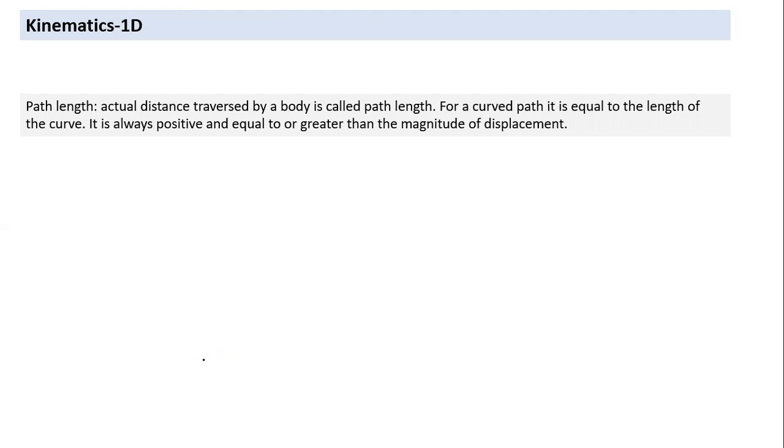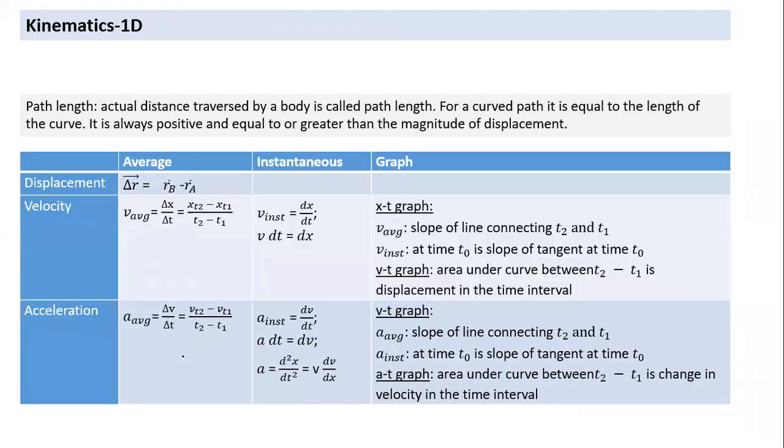Okay. Path length and all. And if I have to summarize these three things, this is the summary of the table. All of you must be familiar, so I will not spend much time. What is delta R? Displacement is the final position vector minus the initial position vector. In case of 1D motion, it becomes simple. It's the x coordinate of the final position minus the x coordinate of the initial position. What is average velocity? We have done delta x by delta t.